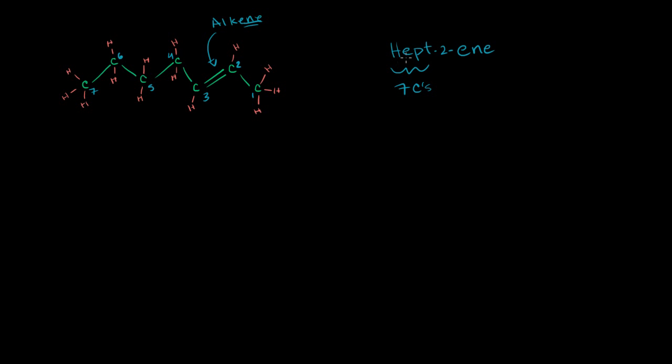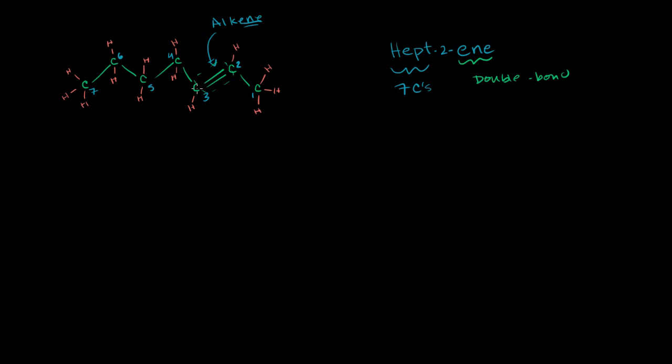This tells us that we have a 7-carbon chain that has a double bond. The ene tells us a double bond. Let me write that down. So this double bond right there, that's what the ene tells us. Double bond between 2 carbons. It's an alkene. And if you start at this point, the double bond starts at the number 2 carbon, and then it goes to the number 3 carbon.